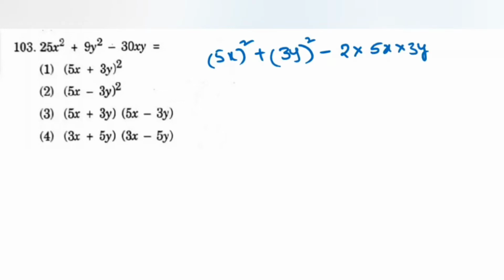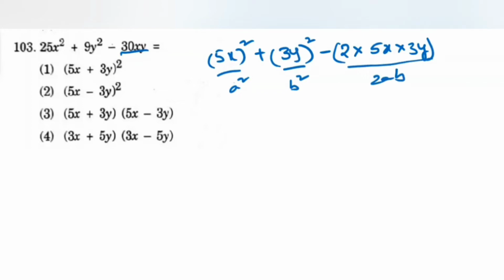So you should think this as a square and this one you think it as b square. So a will be 5x and b will be 3y. So 2 into a into b, if you multiply these three things, you should get back 30xy. So 2 into 5, 10, 10 into 3, 30xy. So 30xy can be written in the form of 2a into b, 2ab shape.